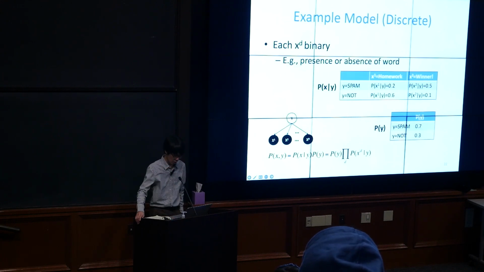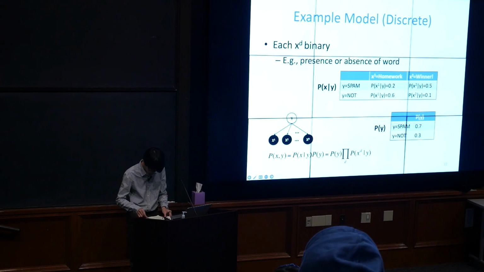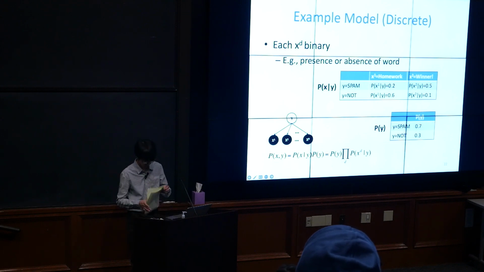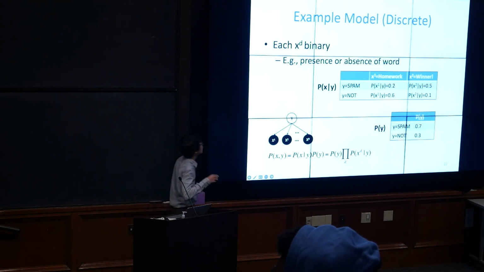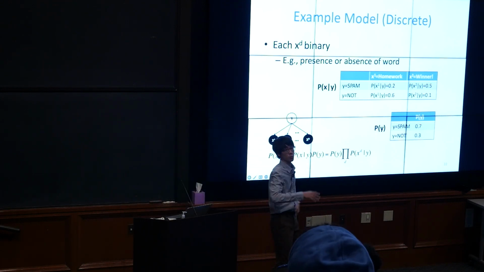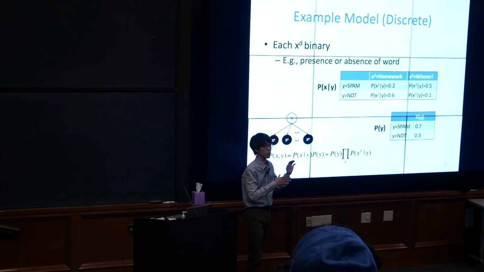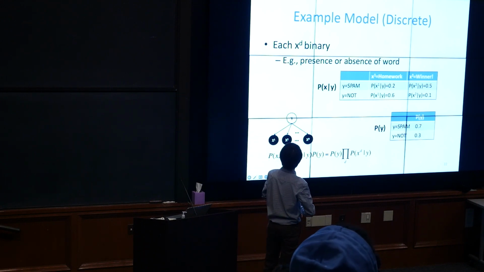Okay, so let's deal with this example model. Let me flip my slides here. Okay, so we have an example learned model. We're ignoring the learning part for now. We're just assuming that we have this perfect model.